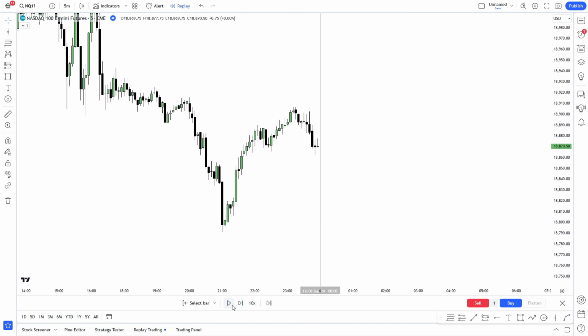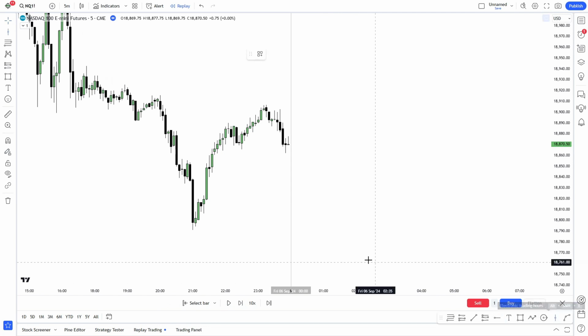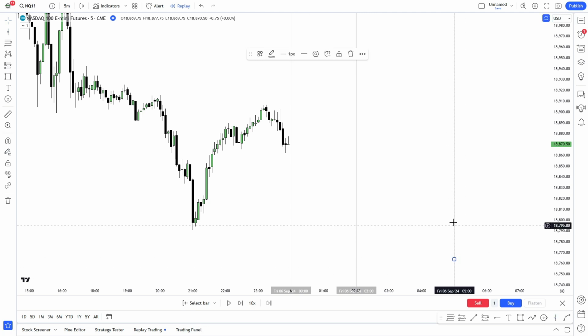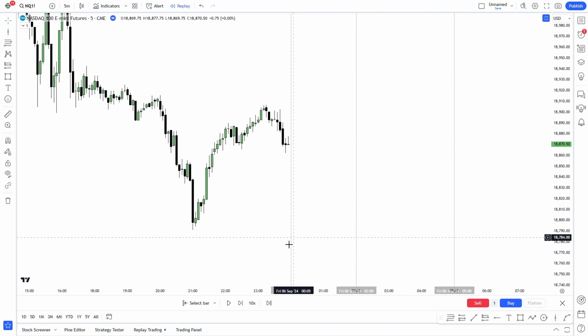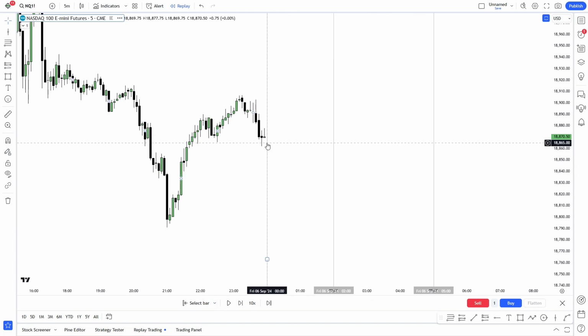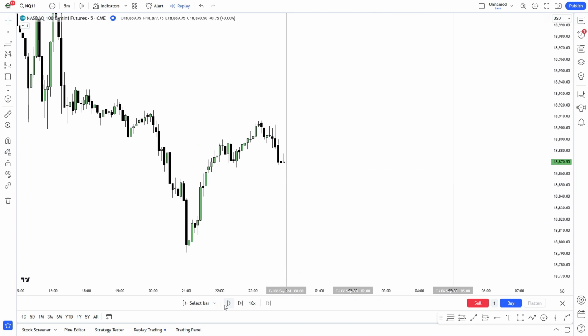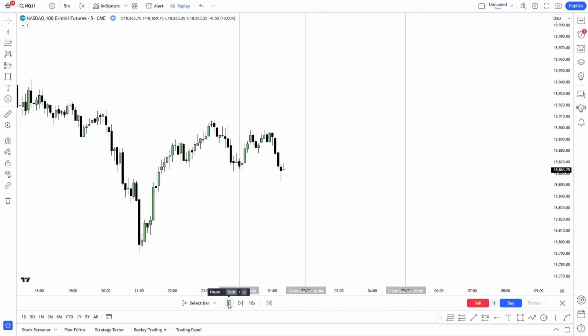So playing price out, let's first off mark out our time windows that we'll be looking to trade. So 2 AM right here and then 5 AM right here. Okay, so we're going to wait for this time window right here. Okay, so now playing price out, let's see how we trade.